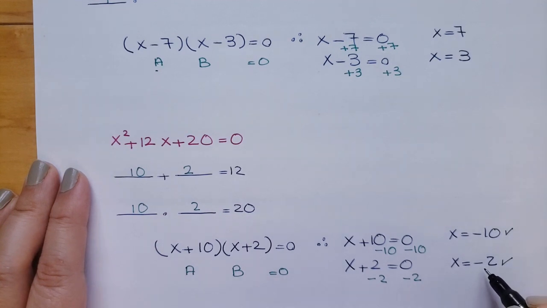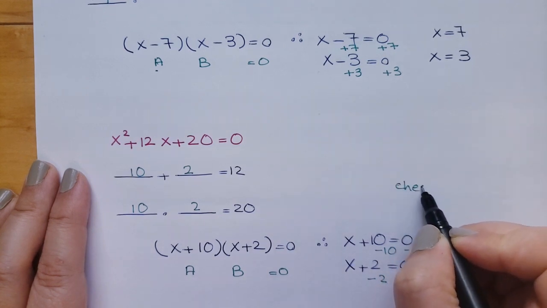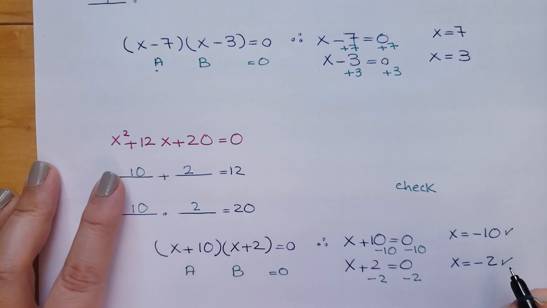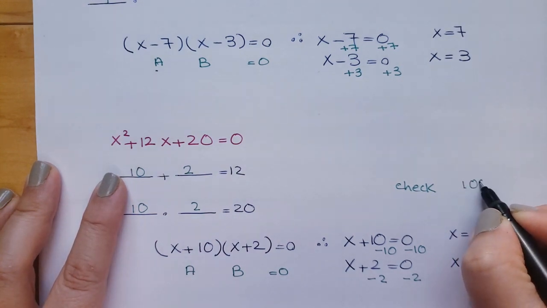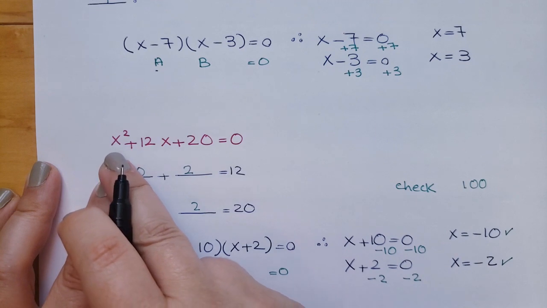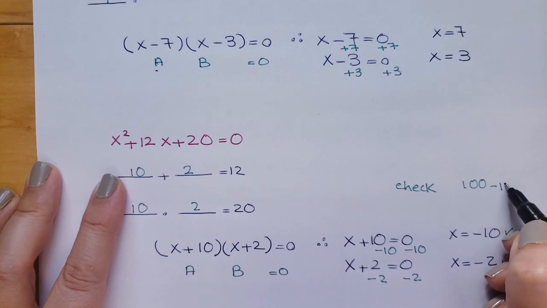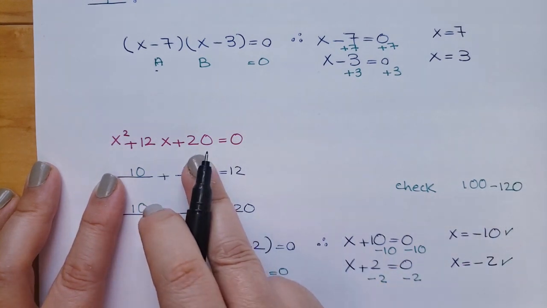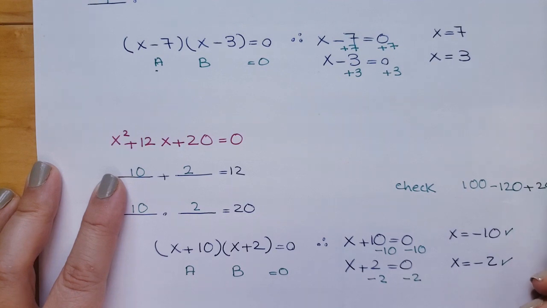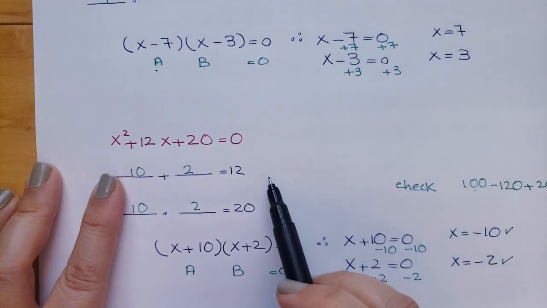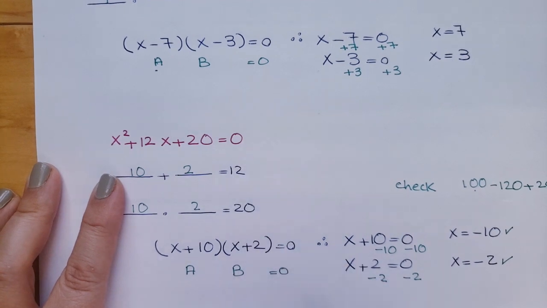And as always, if you substitute it back in the equation, it will be equal to 0. Let's check the answer. This time I'll use negative 10. So here, negative 10 squared is 100, plus 12 times negative 10, which is negative 120. Then here plus 20. So let's add it up together. 100 minus 120 is negative 20, plus 20, so the answer is 0, which is exactly equal to 0. So that means the roots are correct.